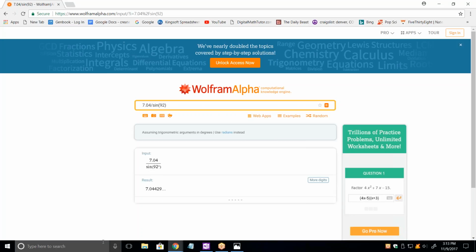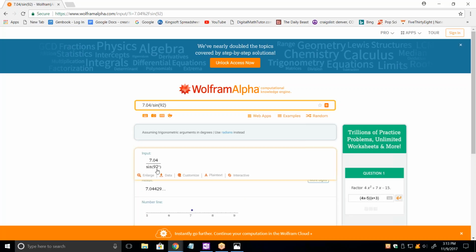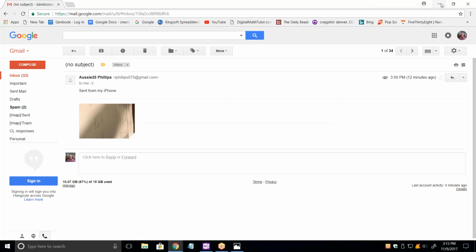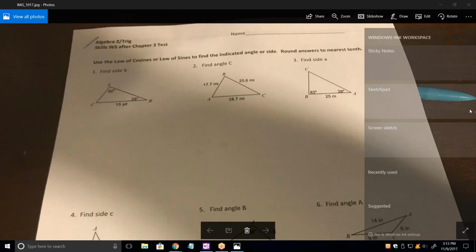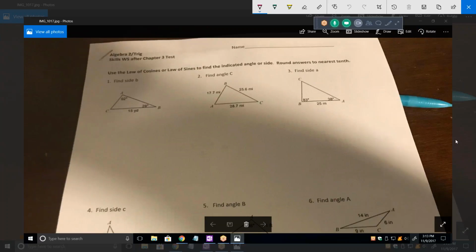So one thing about calculators is you want to make sure you put it in there correctly. Okay? Yeah. That shows you what I input. That's correct. That's what I want. The result is 7.044. So side B is 7.044.